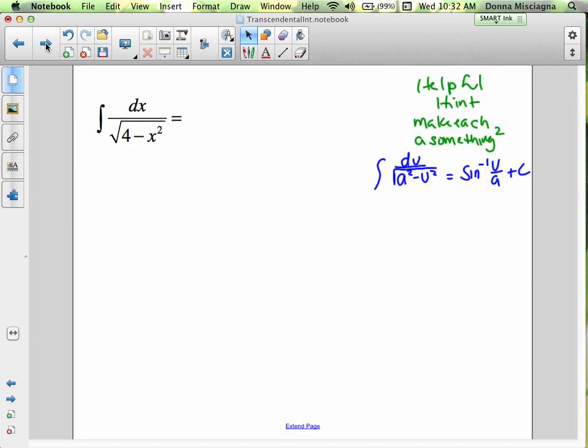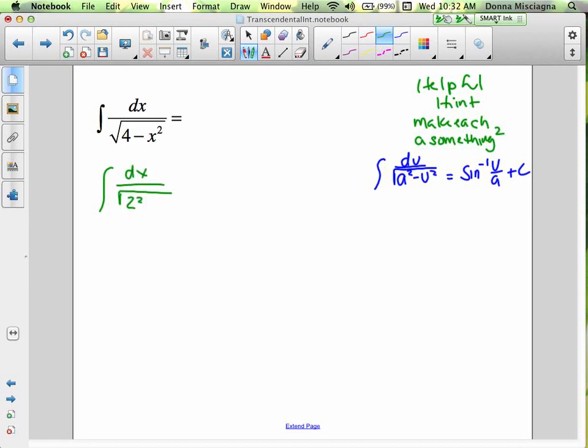All right, so first of all, let's take care of my helpful hint, which was make each a something squared. The x squared already is a something squared. So I have dx, I'm sorry, I don't need the du. I don't need a substitution on this one. So we have the integral of dx over the square root of 2 squared minus x squared. All right, so let's identify. Always a good idea when you're dealing with these to identify your u and your a. Our u is x. It's an x squared. We have the derivative. That's not a problem, because the derivative of x is 1. So no problem there.